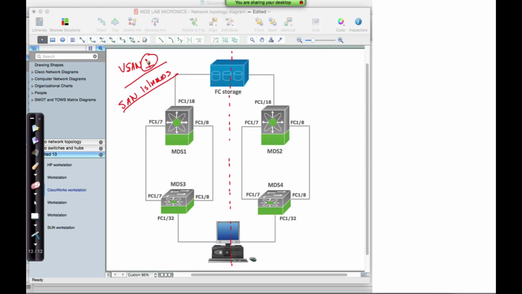We're going to use vSAN 1, which is the vSAN that every interface is going to belong to, and it's also a vSAN that we cannot delete. We can suspend it, but we can't delete it.